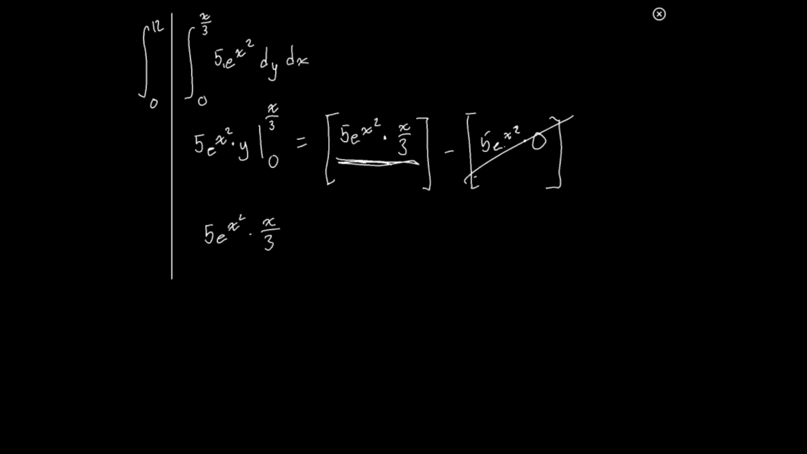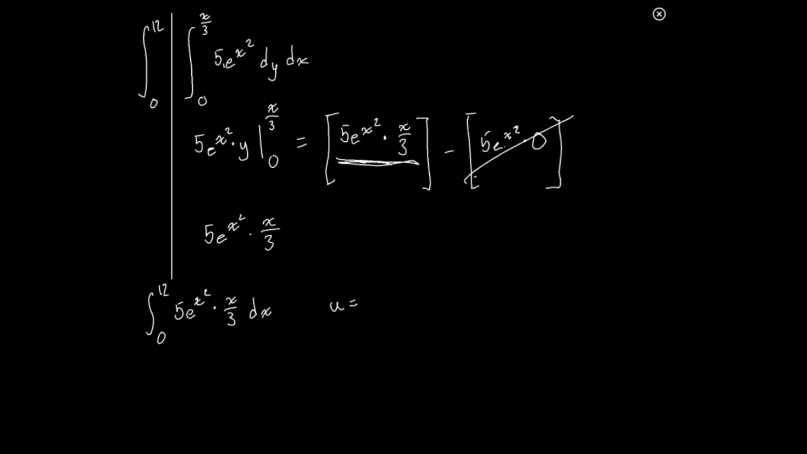Okay, now let's move on to our second integral. Our second integral is going to be, with 12 and 0 for our bounds, 5e to the x squared times x over 3 dx. Now let's try u substitution again like we did last time. But I have a good feeling it's going to work out this time.